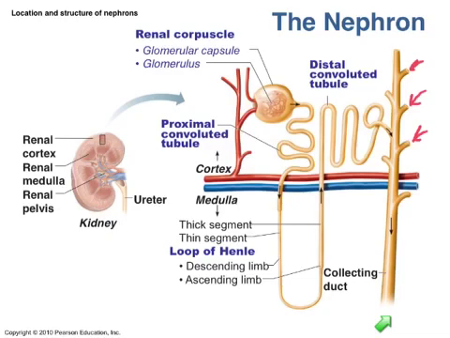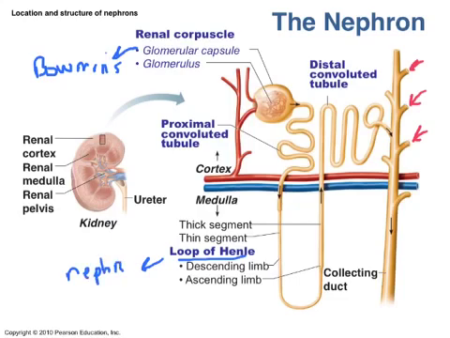A few of these structures of the nephron have different names that you should also be familiar with. The glomerular capsule is sometimes referred to as the Bowman's capsule, and the loop of Henle is sometimes referred to as the nephron loop. Lastly, the collecting duct. Some texts will call it the collecting system. You should be familiar with both terms for each structure.